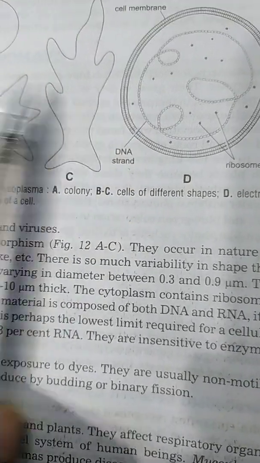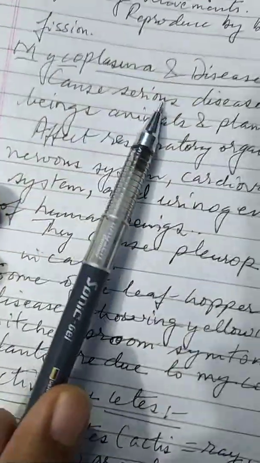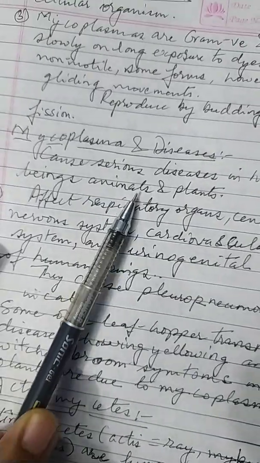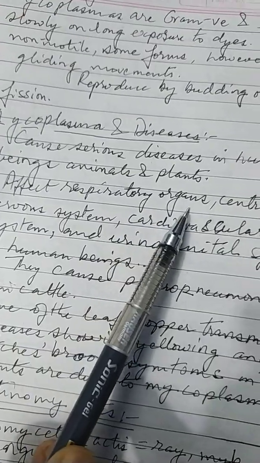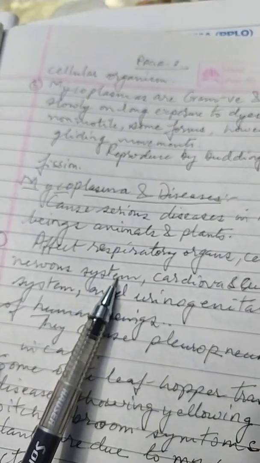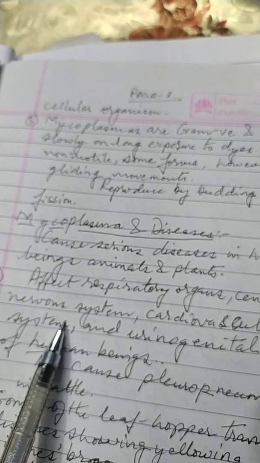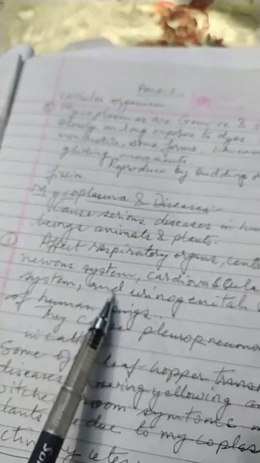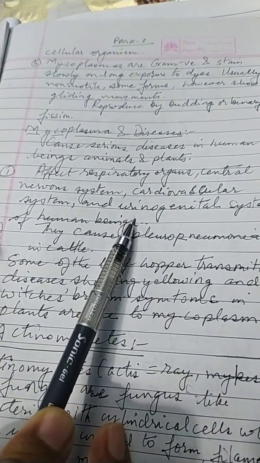The mycoplasma has also been known for causing diseases. They cause serious diseases in human beings, animals and plants. They affect the respiratory organs, the central nervous system in humans and animals, the cardiovascular system of the heart, and the veins and arteries. It also affects the urinogenital system, the kidneys, and all the other parts connected with the kidneys of human beings. So they are very, very dangerous.